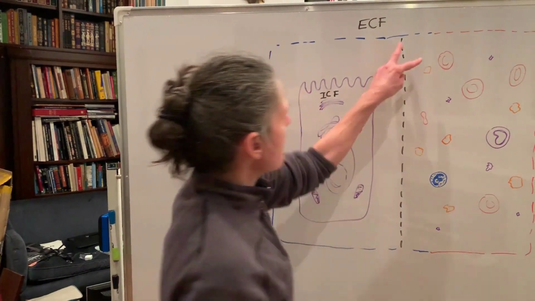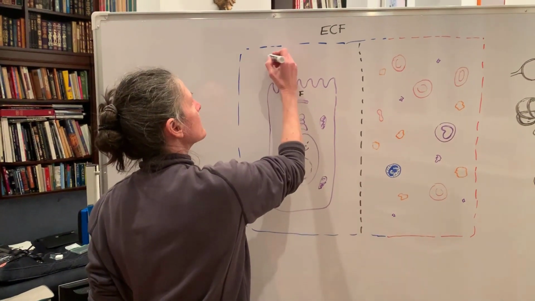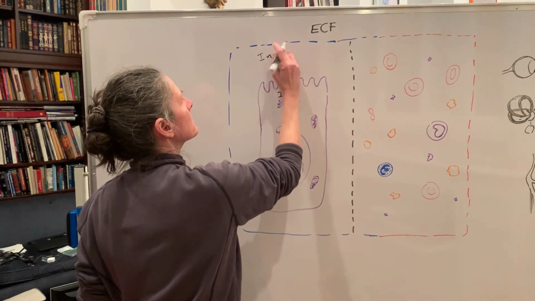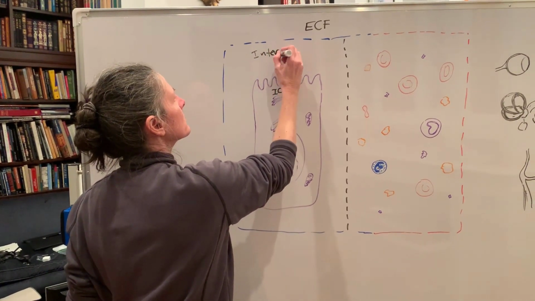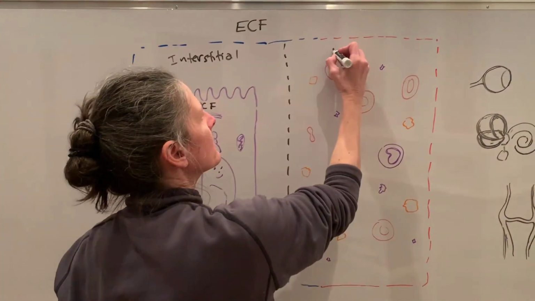There are two main subdivisions of the extracellular fluid compartment. We have the interstitial fluid, and we have blood plasma.